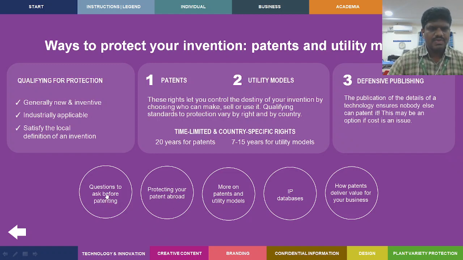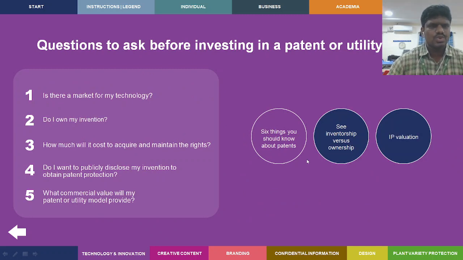Questions to ask before patenting. Very important. I am asking a simple question: is there a market for my technology? You have to question yourself before going to patent. First question, is there a market for my technology? Do I own my invention? How much will it cost?